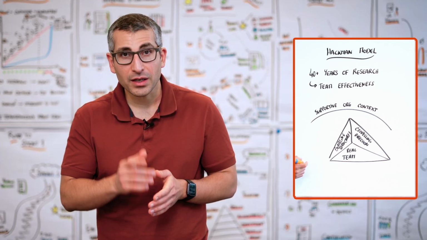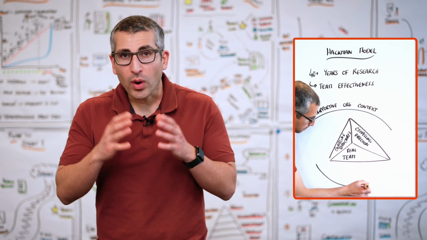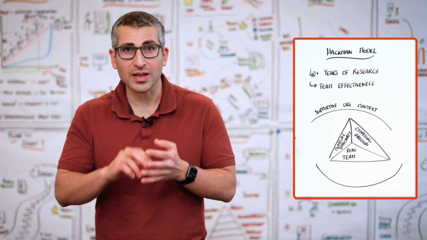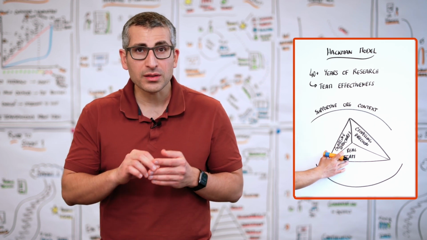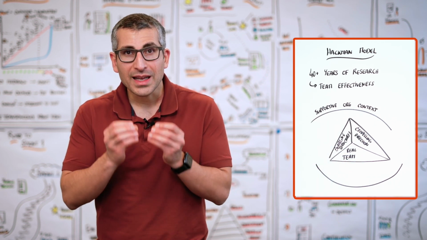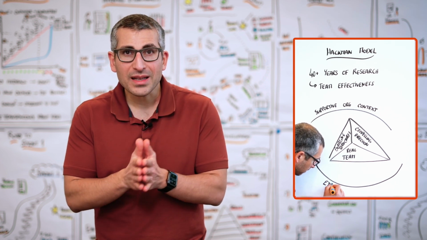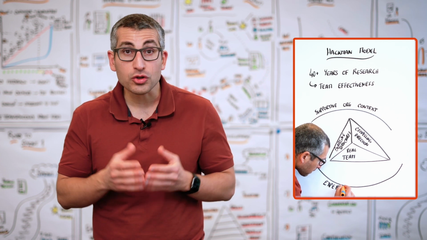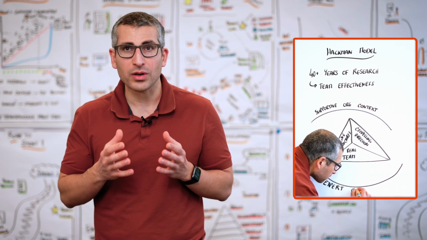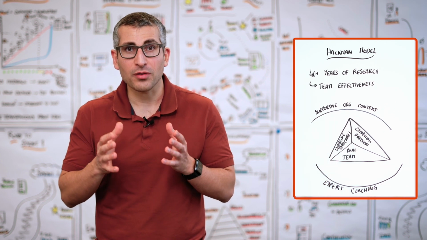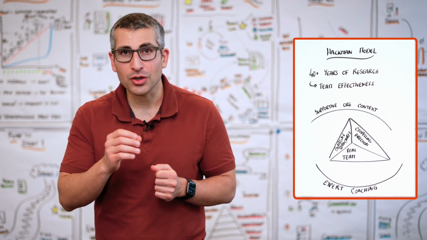And finally, your role. Once all of those things are in place, the supportive organizational context, the enabling structures, the real team, and the compelling goal, expert coaching is critical. Be it a Scrum Master, an Agile coach, or just a leader within the organization that systematically drives the development of a team, that can make a huge difference.